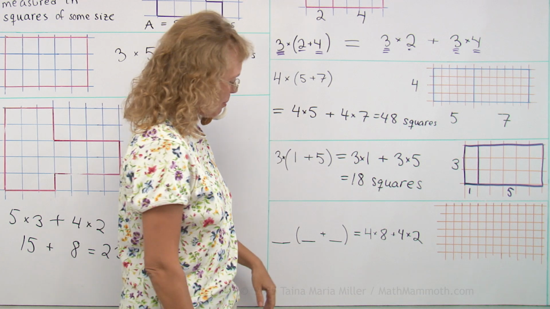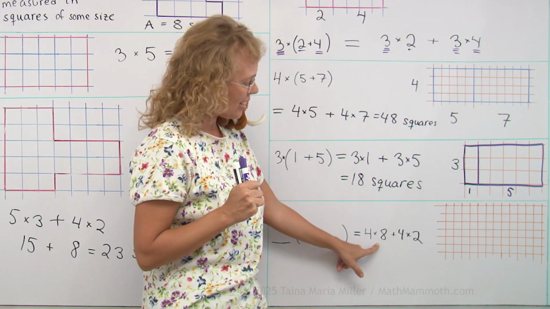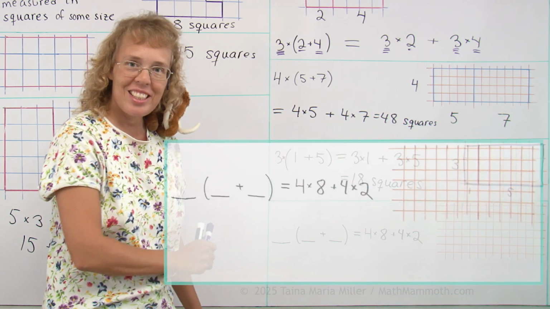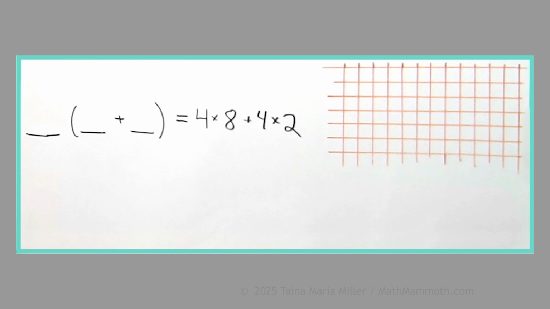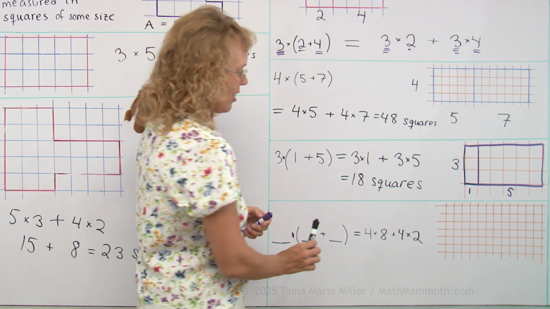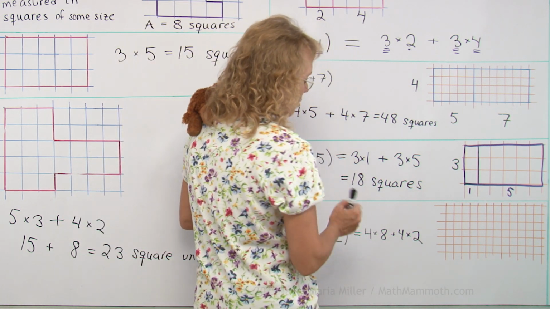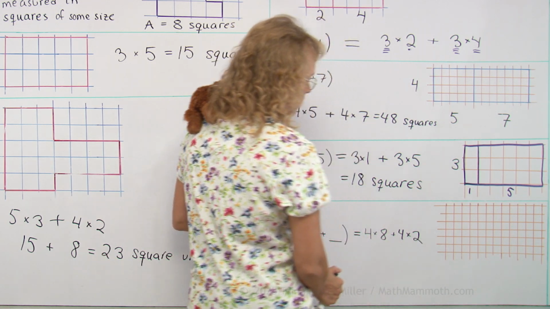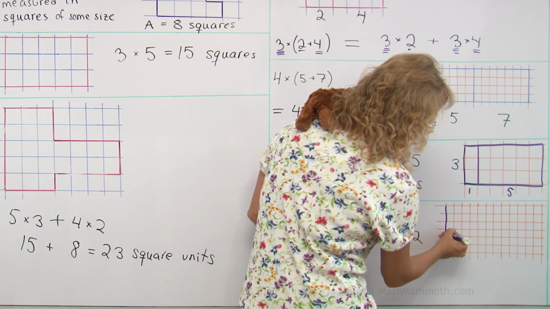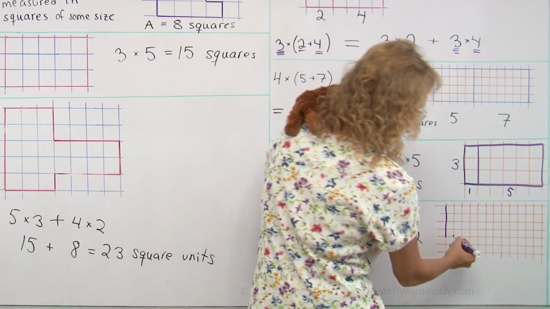Then the last problem. Here's a number sentence. Can you go backwards and fill in what numbers go here and draw a rectangle to match it? Here I have those two rectangles, right? Two rectangles. One is 4 times 8, 4 by 8. The other one is 4 by 2. 4 and 4. 4 would be the common side, like this. 1, 2, 3, 4 units. And then 8 units this way.